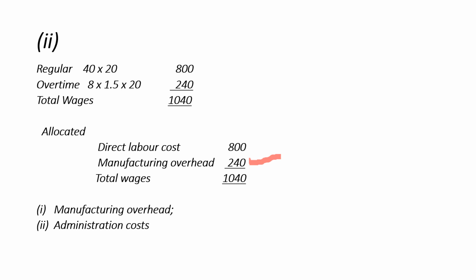Right, the last part, we can charge the fringe benefits as manufacturing overhead, or as administration costs. Alright, so we'll look at it in the next slide and see how and why.